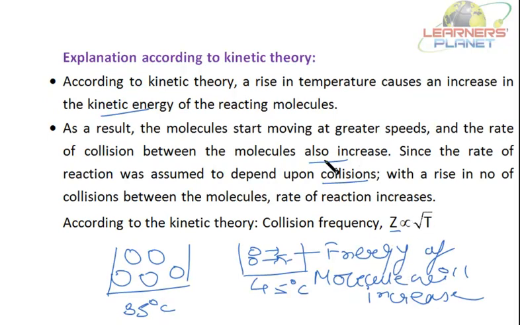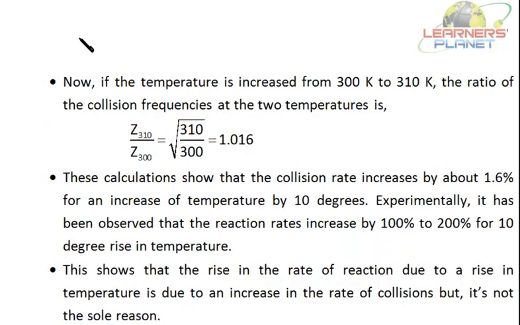Now, this is according to the kinetic theory. In this expression the root term is not there. It is according to the kinetic theory that the collision frequency is proportional to the square root of temperature. Now if the temperature is increased from 300 to 310 Kelvin, the ratio of collision frequencies at the two temperatures is, say, Z 310 by 300, the square root of 310 by 300. So it comes out to be some 1.016.